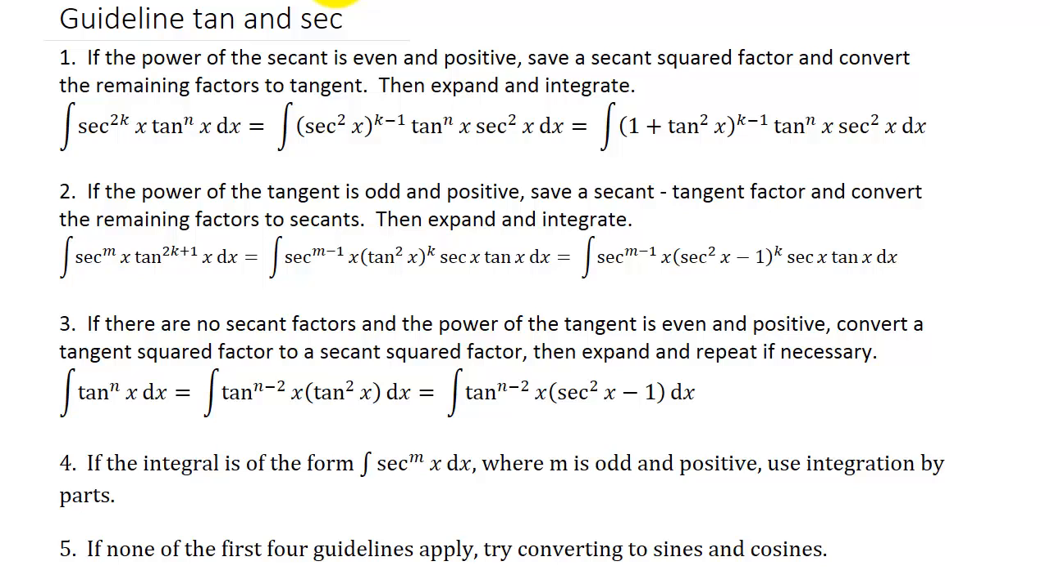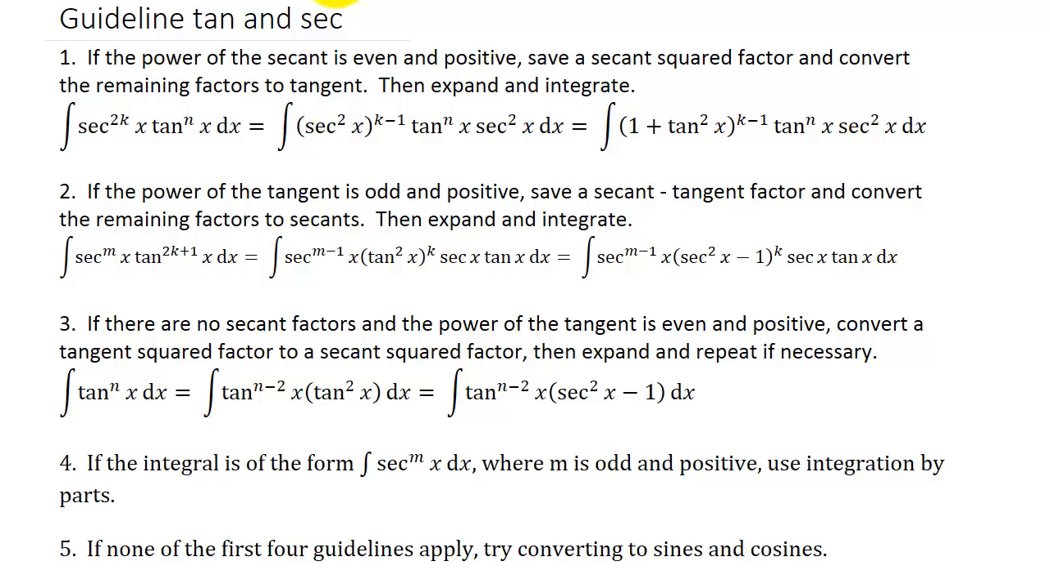Alright, so let's look at some more trigonometric integrals. This is my fifth example. I've got other videos that you can check out. So this one we're going to deal with tangent and secant.